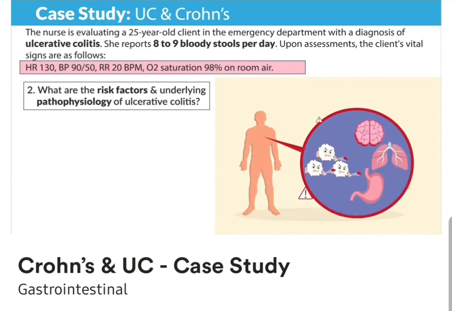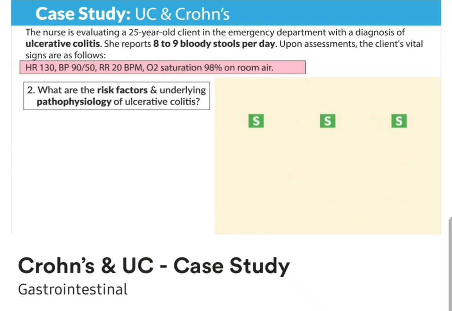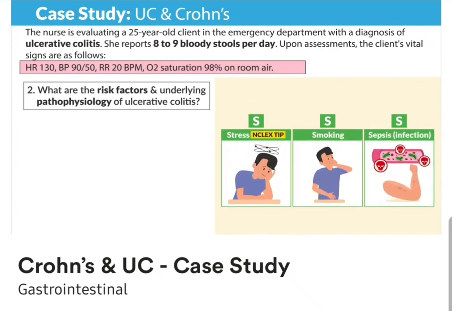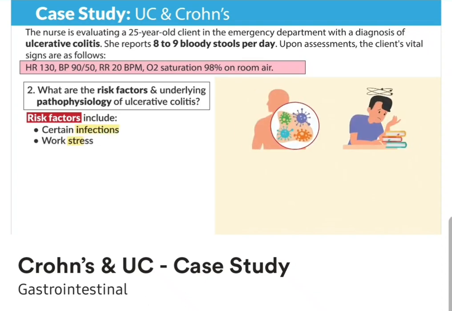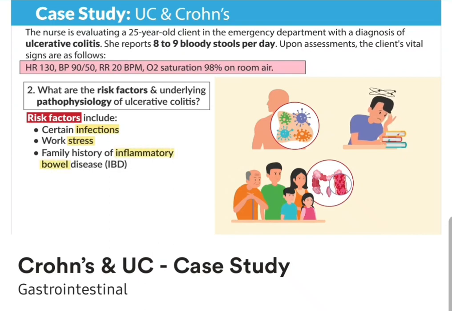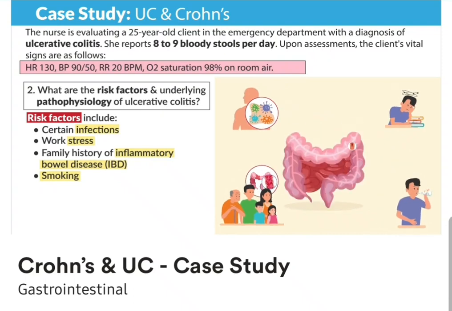So before answering this, just think about it here. The body's attacking itself with ulcerative colitis. This is an autoimmune disease, typically triggered by the 3 S's: stress, smoking, and even sepsis or infection. So risk factors include certain infections, work stress, and even family history of inflammatory bowel disease, IBD, as well as smoking, as stated before. So the correct answer is these risk factors trigger an abnormal immune response, which triggers an inflammatory response that significantly damages the layers of the colon. And obviously, this leads to bloody stools.